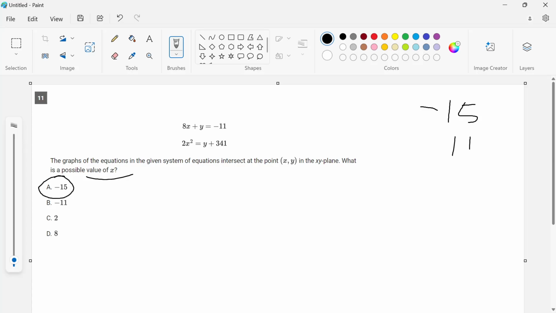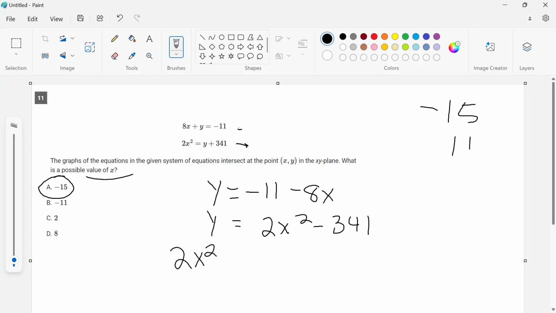I can also do this with math. If I don't want to do it on Desmos, I can subtract 8x from both sides. y equals negative 11 minus 8x. And on this one, I will subtract 341 from both sides. y equals 2x squared minus 341. Then I will set these two equations equal to each other. 2x squared minus 341 equals negative 11 minus 8x.